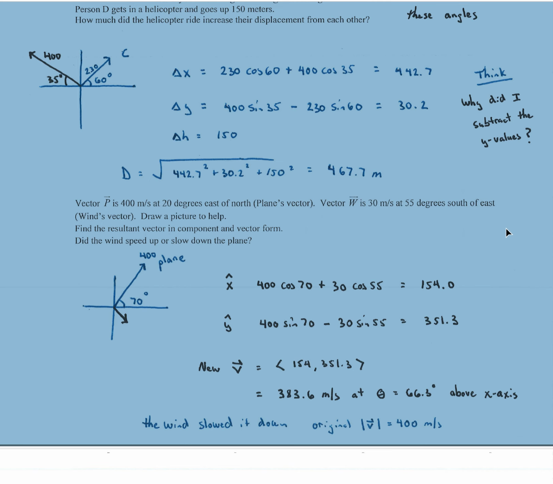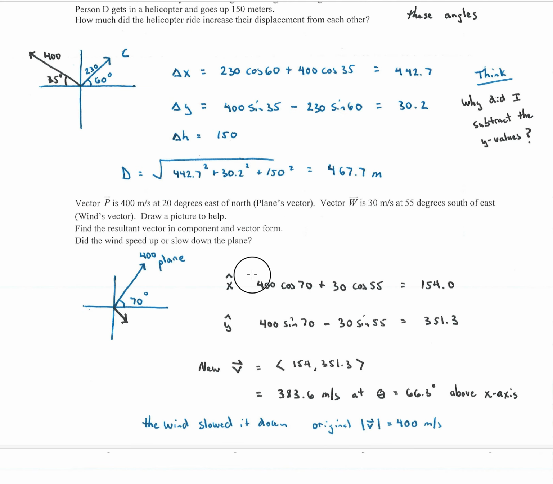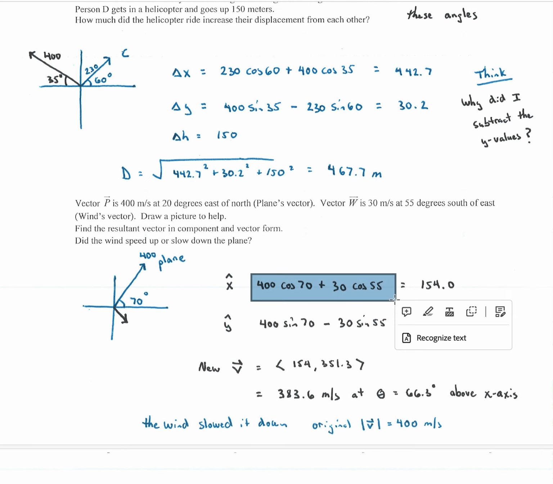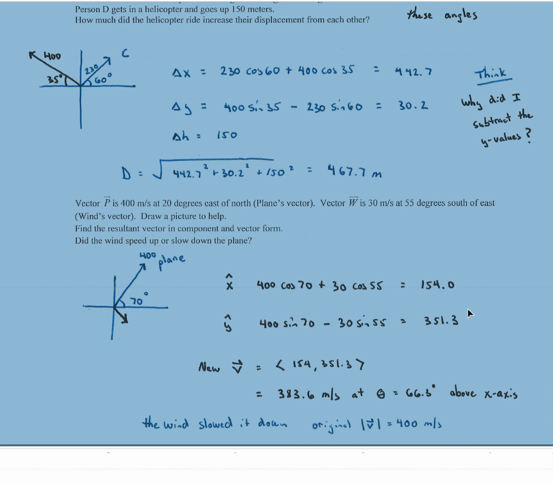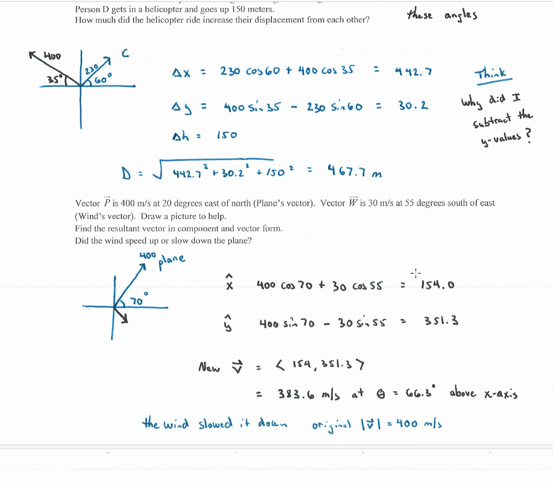So what I did is I took the plane's horizontal plus the wind's horizontal. I then took the plane's vertical minus the wind's vertical because the wind is down. And then I got those two pieces. That's how fast now I'm flying horizontally. That's how fast I'm flying vertically. I then did the Pythagorean theorem to find out how fast I'm actually moving total. And then I did inverse tangent to find the angle. And then you can figure out, well, did the wind slow it down or speed it up?